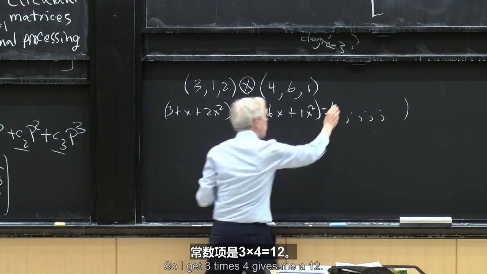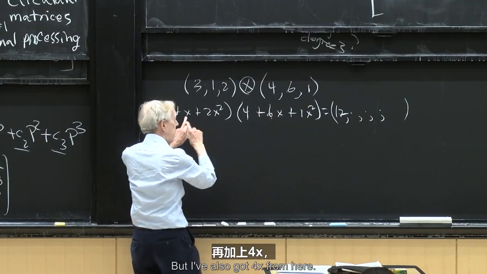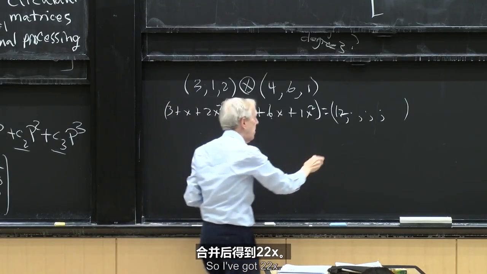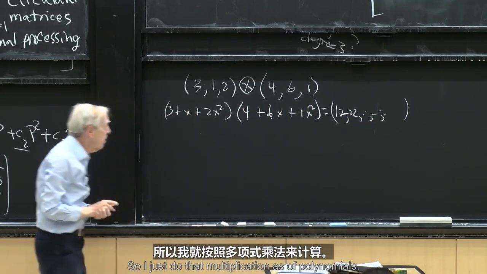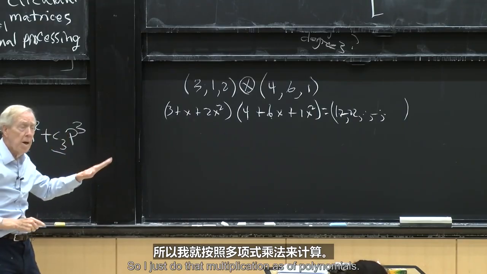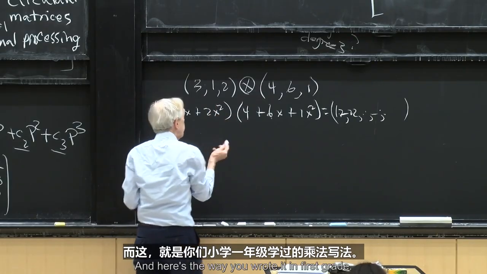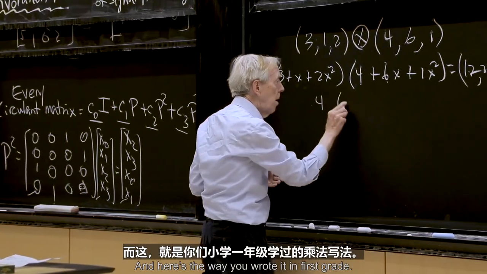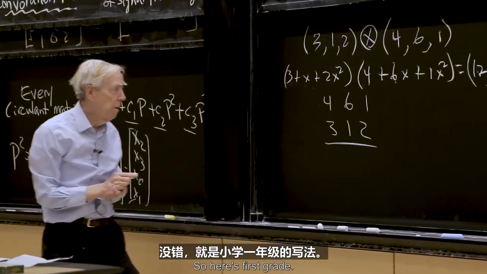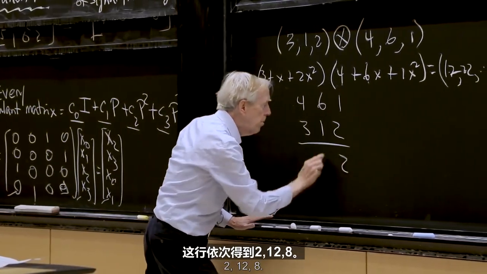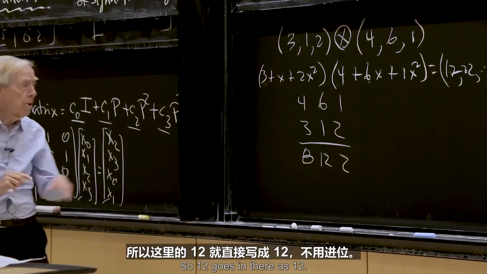So I get 3 times 4 gives me a 12. 3 times 6x is 18x, but I've also got 4x from here, so I've got 22x. So I just do that multiplication of polynomials, and what I'm doing is convolution with the vectors. And here's the way you wrote it in first grade. Okay, so here's first grade. Okay, 2, 12, 8. You haven't learned to carry yet.